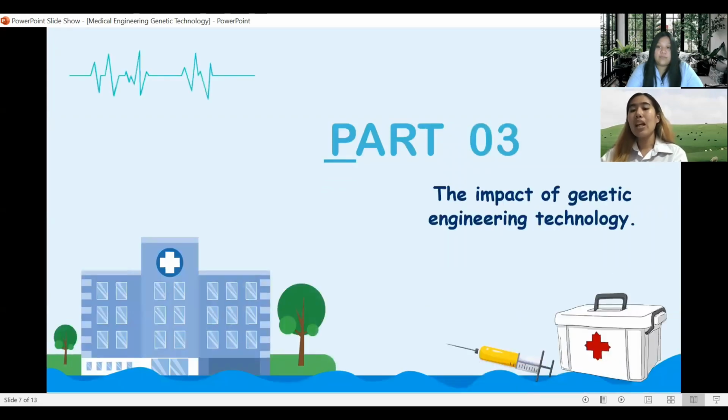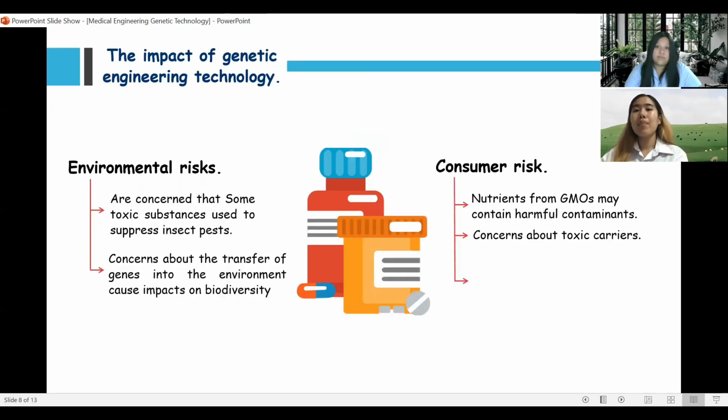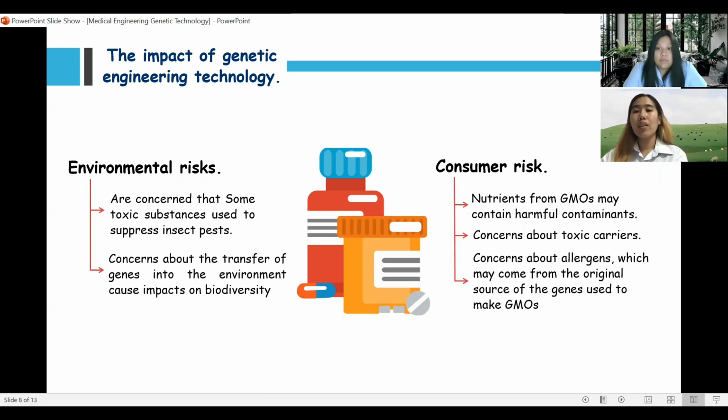Let's turn to Part 3, the impact of genetic engineering technology. Environmental risks: there is concern that some toxic substances are used to suppress insect pests. Concern about the transfer of genes into the environment has an impact on biodiversity. Consumer risk: nutrients of GMO may contain harmful contaminants. Concern about toxic carriers. Concern about allergens, which may come from the original source of the gene used to make GMO.